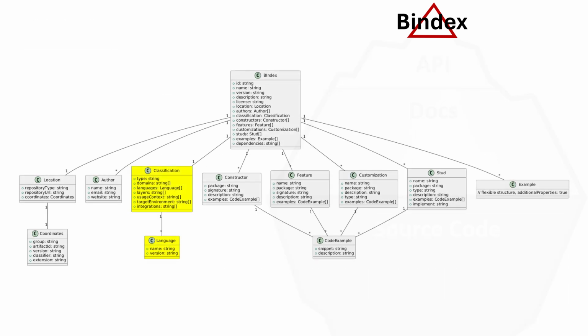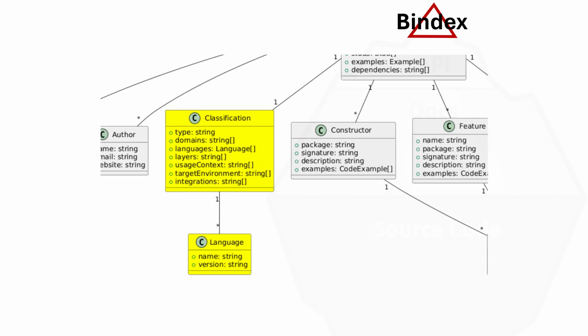This UML diagram shows the exact anatomy of a Bindex brick. Just like Lego blocks, our libraries are designed to snap together perfectly. The bindex.json manifest answers 3 critical questions for developers and AI agents. What is this library? Where does it live? And how do I execute it? By removing the guesswork, we allow AI to assemble working integrations instantly and safely.